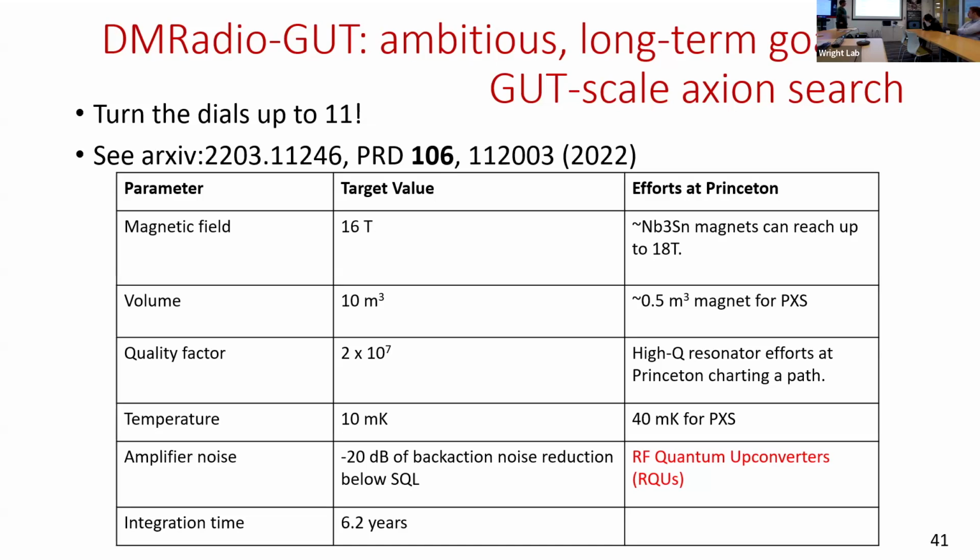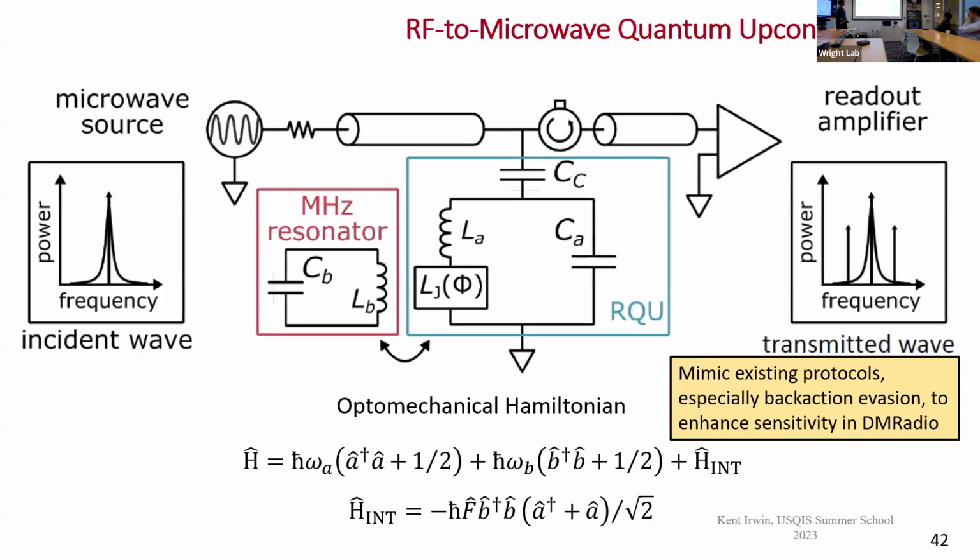So we're really looking to chart a course for the future here. And as I also mentioned, to reach that DFSZ limit at GUT scale, we need to evade the standard quantum limit. This is at a very low frequency where electromagnetic quantum sensing protocols are relatively unexplored relative to the microwave and optical. So a new architecture, the RF quantum upconverter, has been devised to do this.